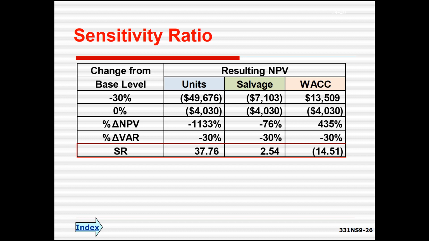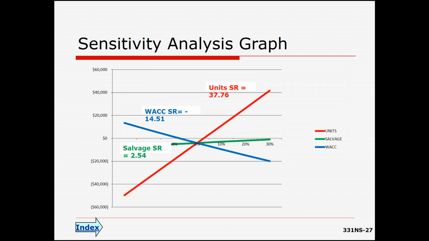We have the percentage change in the variable since we selected it, minus 30%. For units, then, the sensitivity ratio is equal to a negative 1,133% divided by negative 30%, which is equal to 37.76. Again, repeat for salvage and cost of capital. Placing these values on the graph, we can see they correspond to the results found earlier. Units should be the focus variable.